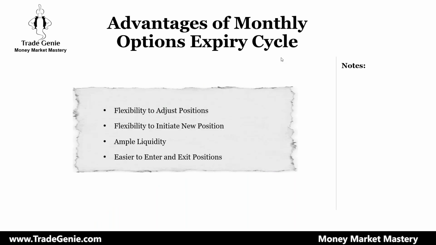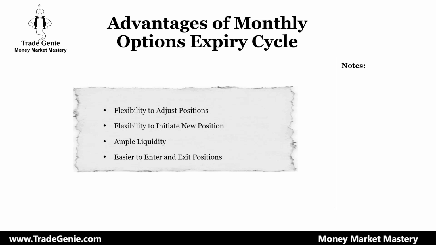So what are the advantages of the monthly option expiry cycle? Flexibility to adjust the position. So you have quite a few choices. When you open your option chain, you will see right now the month of August listed. So the August options are expiring next week. The month of August is listed, and you will see the month of September listed. And for some, you will see either October or November or December.